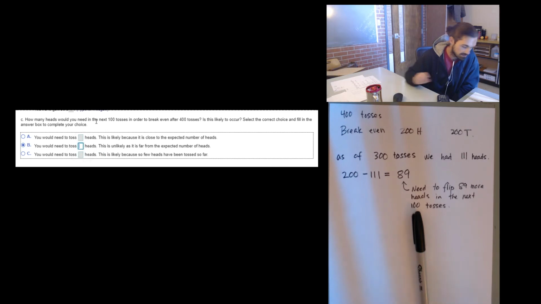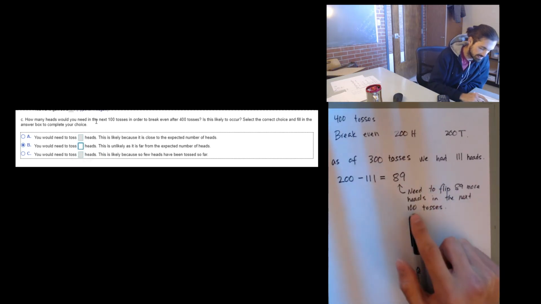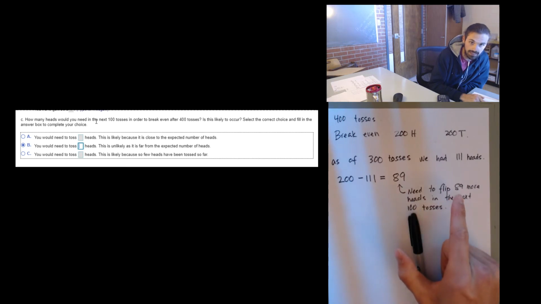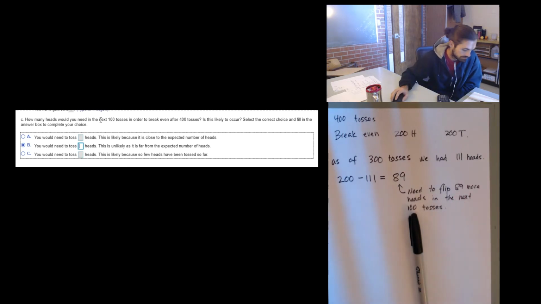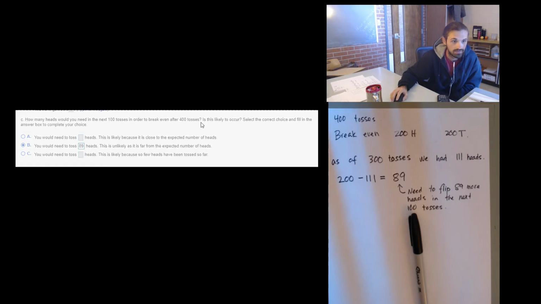And why is this unlikely? Well, out of 100 tosses, you have to flip 89 heads. Not very likely. You would expect somewhere around 50 heads, right? Exactly half of your tosses would be heads. 89, it's almost 90% heads. So hence it is unlikely. So we need to toss 89 heads. Sorry, I'll try to speed this up a little bit. Check answer. All right.